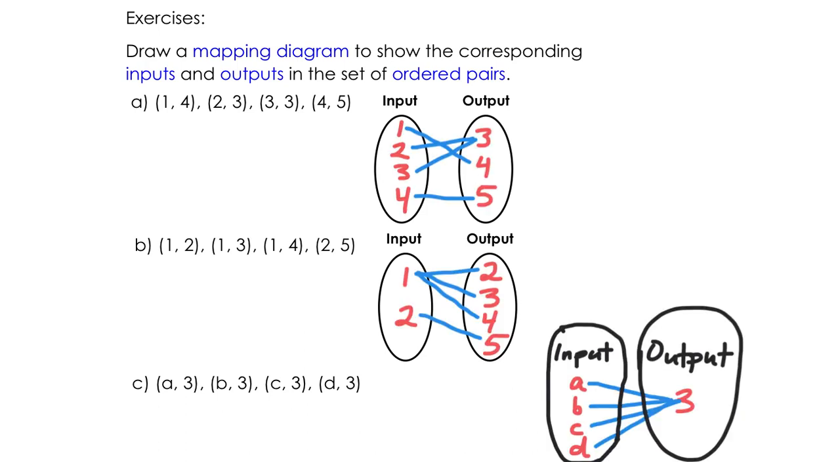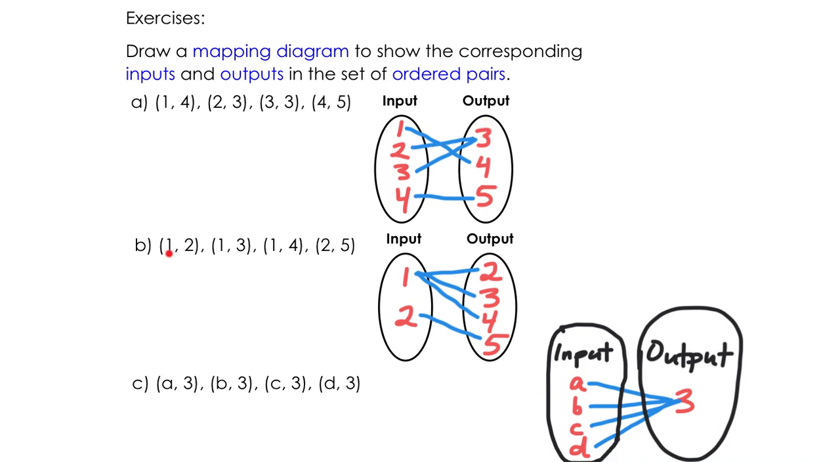If there were any issues, it would be that you're repeating numbers when you don't need to. For example, in the first one, the output 3 happens twice, but you only need to list it once as output. But you would draw a line from 2 and a line from 3, because 2 maps onto 3, 3 maps onto 3. So you would just end up with 2 lines going to the 3.